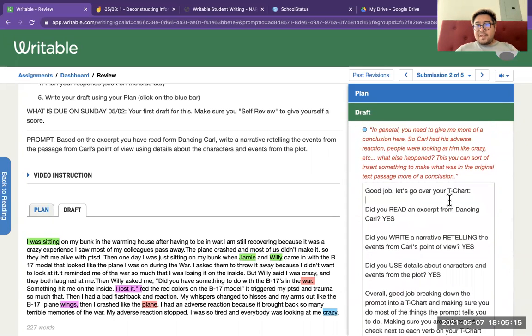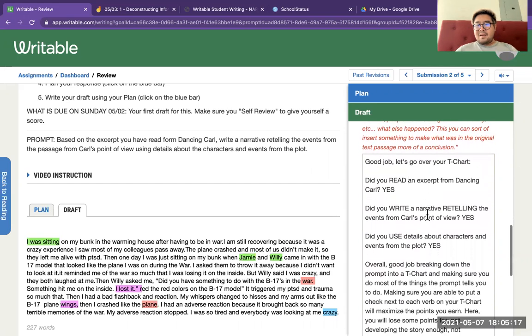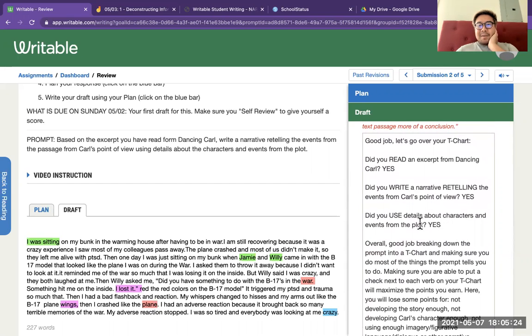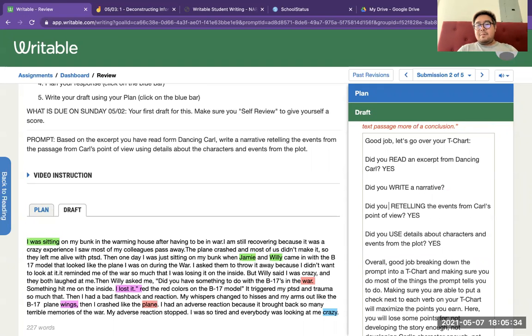I said, let's go over your T-chart. Did you read the excerpt from Dancing Carl? Yes. Did you write a narrative retelling the events from Carl's point of view? Yes. Did you use details about characters and events from the plot? Right? This is your T-chart, right? These are your verbs. Read, write, retell. Did you write a narrative? Did you retell?